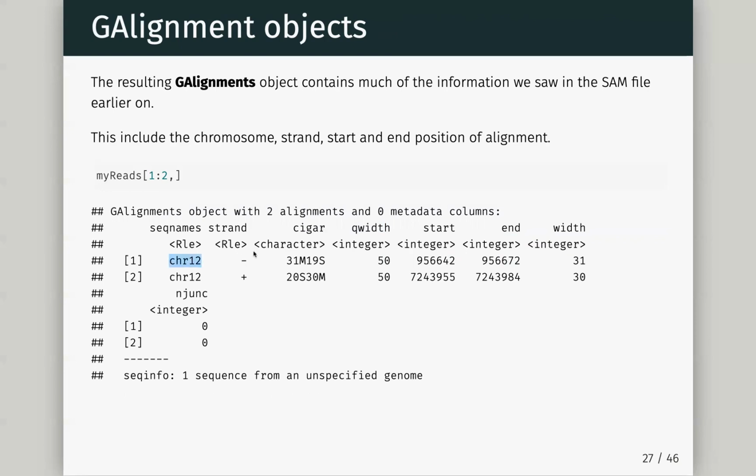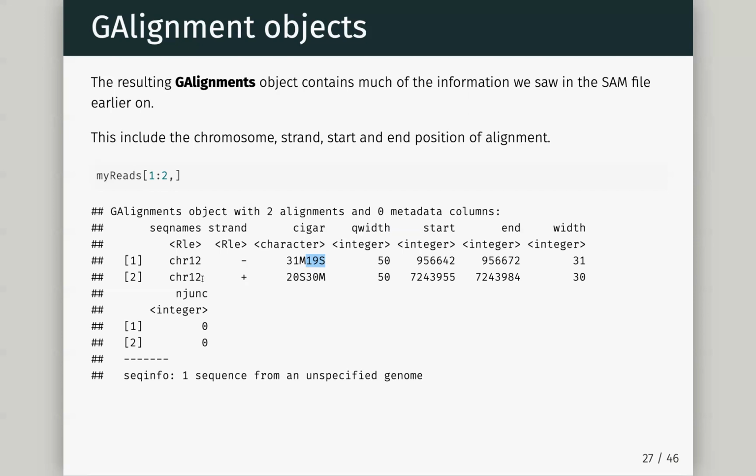So chromosome, strand, the cigar string, how it's aligned. So this is aligned 31 matches and then 19 soft clip. I was telling you how aligners may clip off the end of reads if they believe they're low quality or don't map. This is soft clip. The qwidth is the width of the original read, the start and end of the alignment, and then the width being the width of the actual mapping to the gene. So even though the read was 50, only 31 bases of it actually mapped to the genome because the last 19 were soft clipped off.